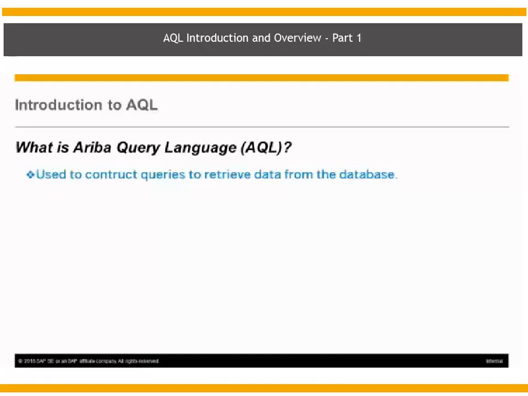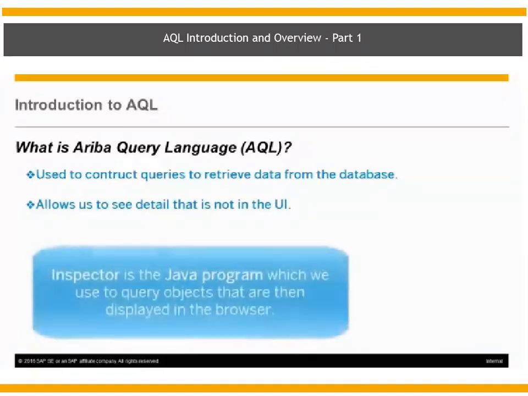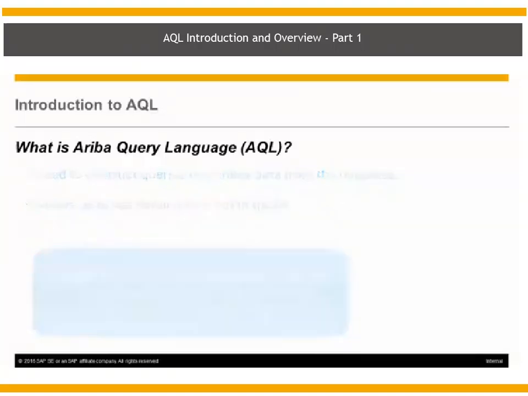The database holds a lot more information than we can readily see in the UI. Having access to query the database not only gives us additional detail, it can also serve as a source of truth during the troubleshooting process. While AQL is the language, Inspector is the tool we use to communicate with and query the database. Inspector is a Java program which renders the results of your query right in your browser.